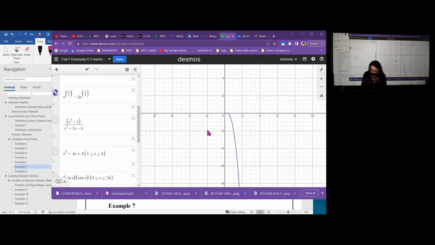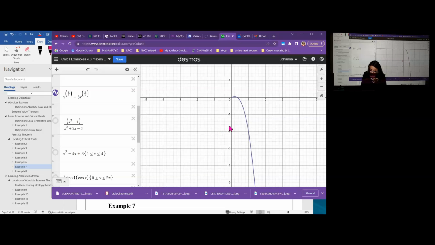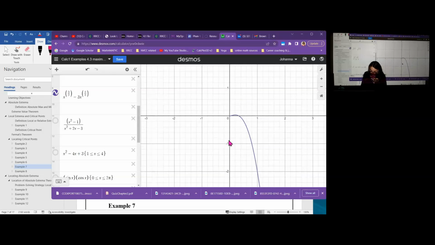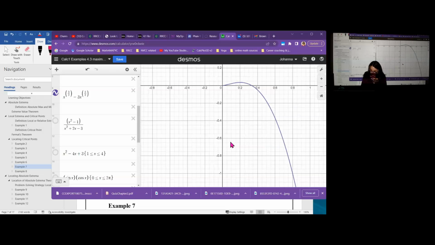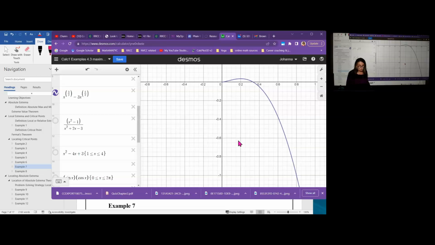In the graph, it's not clear at first whether they are or they are not. We need to scroll in higher and higher until we can tell. At this level, we can see that we do, in fact, have a low spot at 0, and we have a high spot at 1/5. 1/5 becomes the absolute maximum, whatever that y value is, at x equal 1/5.